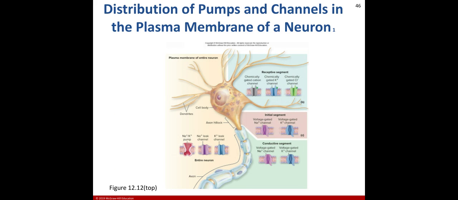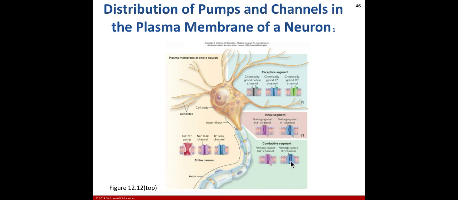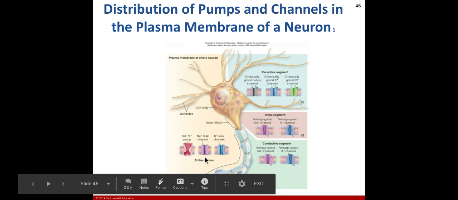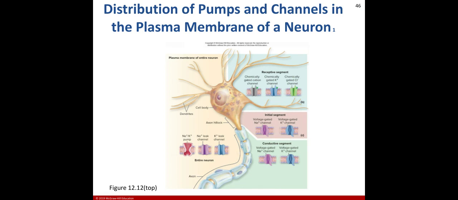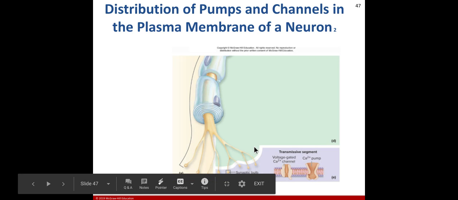Okay, so here's what we're seeing again. Here's your cell body and your dendrites. We've got chemically gated channels here for our sodium and our chlorine. If we go to this initiation part, it's our sodium and potassium gated channels. As we go down this axon, it's still that sodium and potassium channels. And then throughout the whole neuron, whether it is the dendrites, the cell body, or the axon, you've got leak channels for potassium and sodium, and the potassium-sodium pump. When you get down to your synaptic knob, you are also going to have voltage-gated calcium channels and calcium pumps.